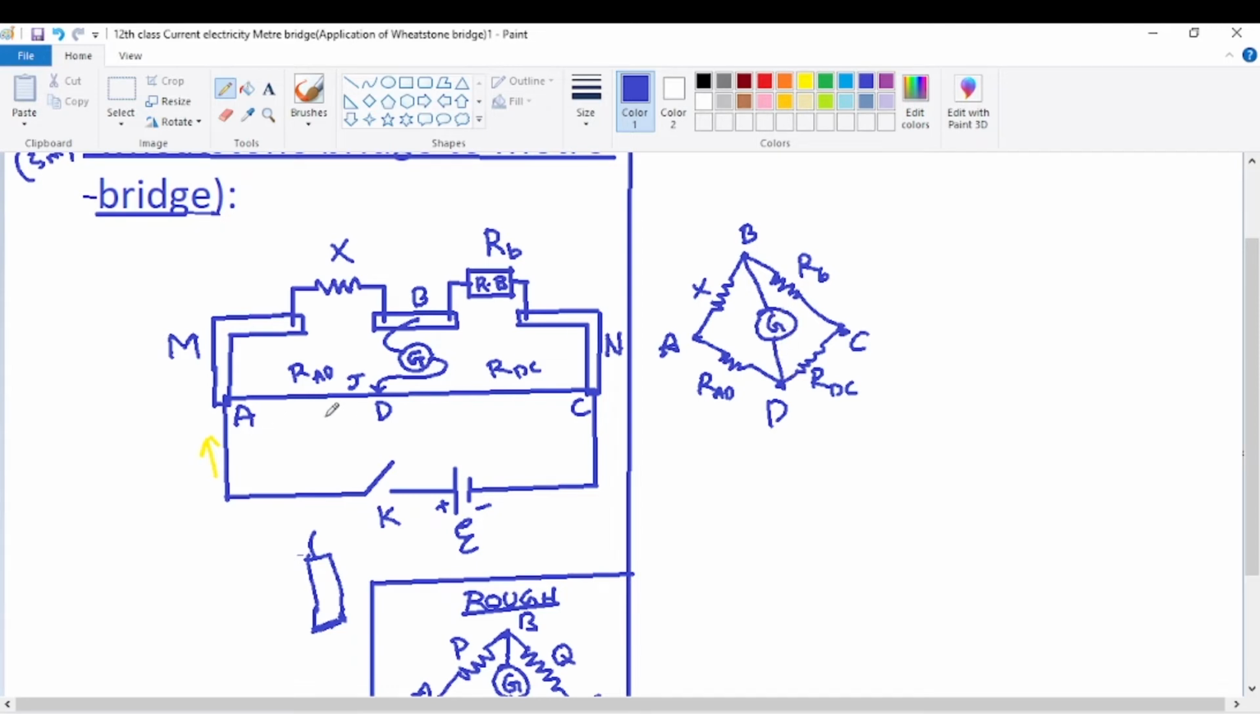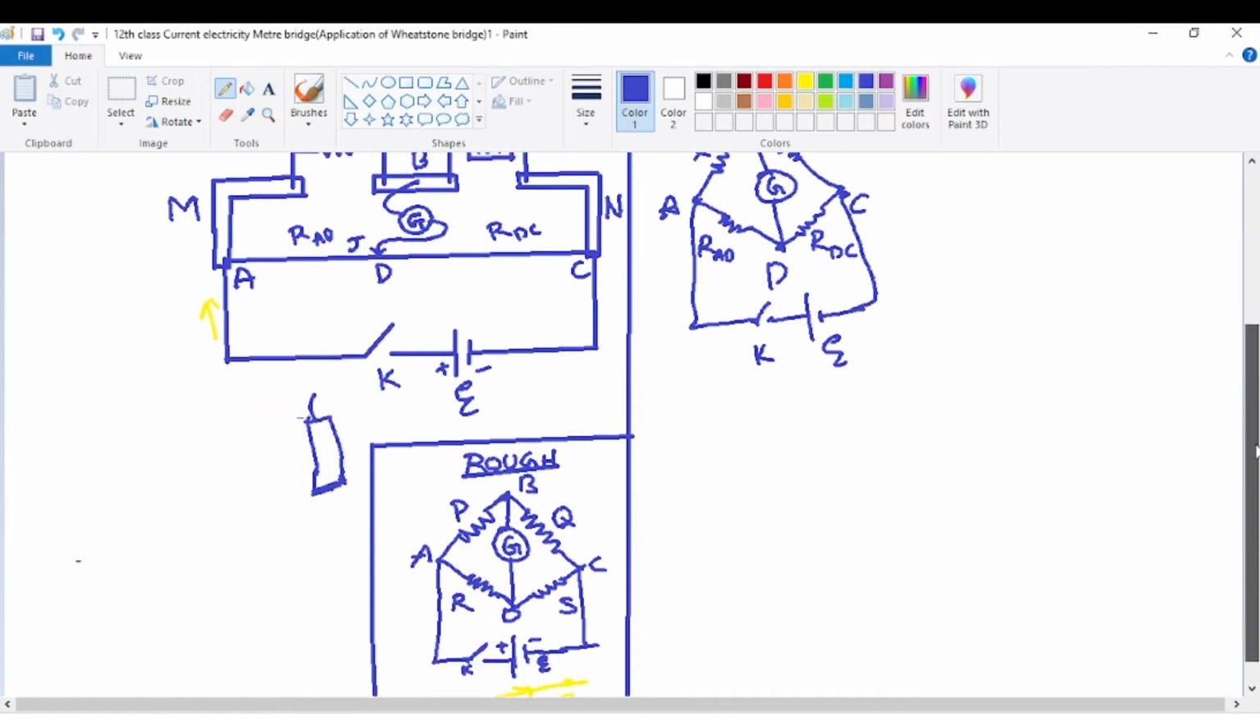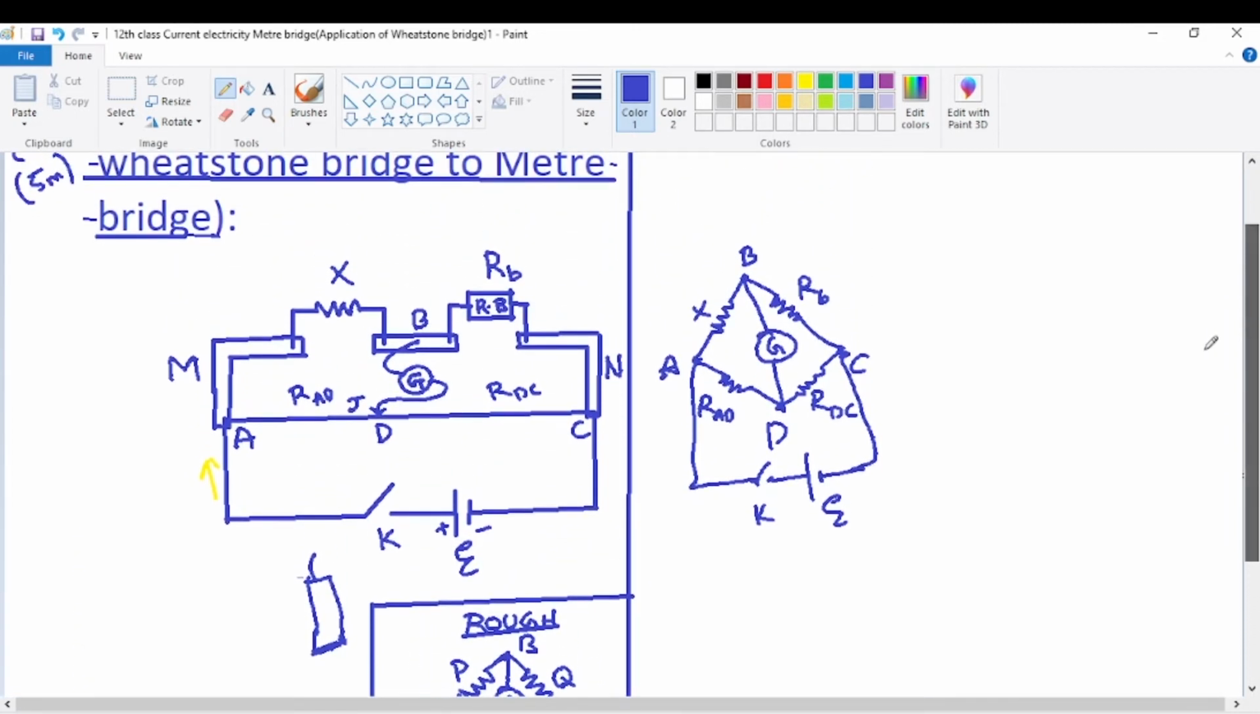Now again between A and C, a plug key and a battery are connected this way between the two ends A and C. Now just see here, this is the battery, this is the plug key. Now how is this a Wheatstone meter bridge? See, it is the same as the Wheatstone bridge. The real meter bridge is nothing but the exact theoretical Wheatstone bridge. So that's why it's called the practical form of the Wheatstone bridge.